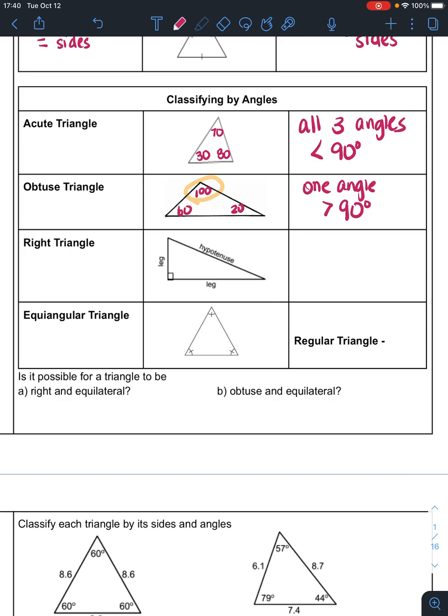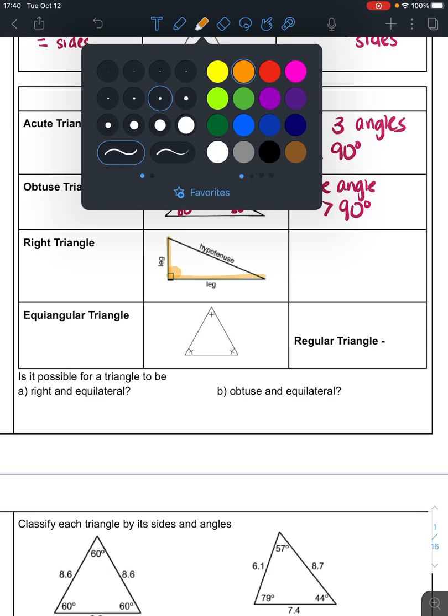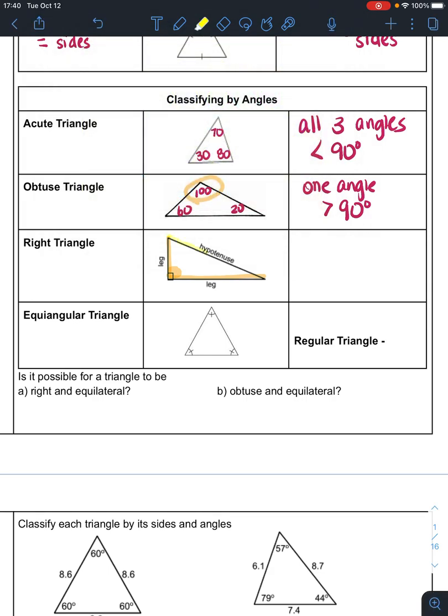A right triangle, you can see a right triangle here. Your two legs form the right angle that is denoted by the little square in the corner. And then the side that is across from the right angle is the hypotenuse. Okay, a right triangle then, when you're classifying it by its angles, is a triangle that has one 90-degree angle. The other two angles add up to 90 degrees, so there can only be one 90-degree angle.